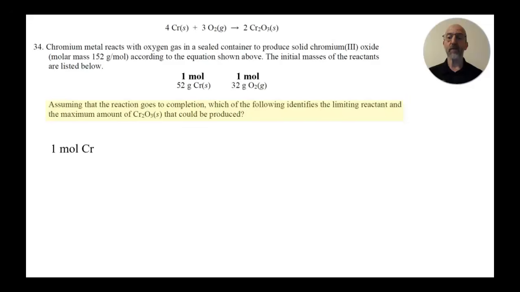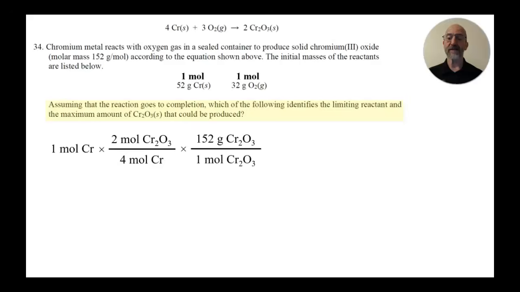So if I have 1 mole of chromium, based on the information in the balanced chemical equation, there's 2 moles of chromium-3 oxide produced for every 4 moles of chromium that reacts. And there's 152 grams of chromium-3 oxide for every 1 mole. So if I do 2 divided by 4 times 152, I get 76 grams of chromium-3 oxide produced. Let's go ahead and check.